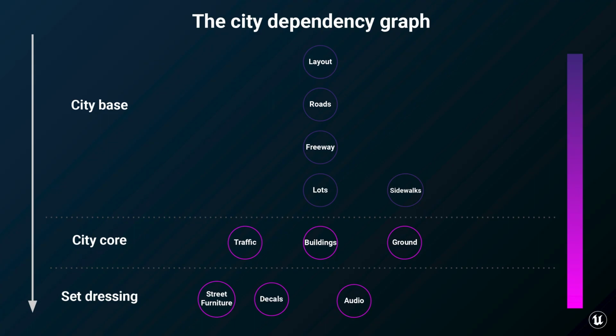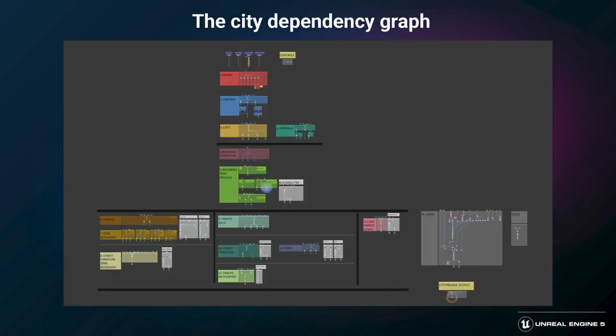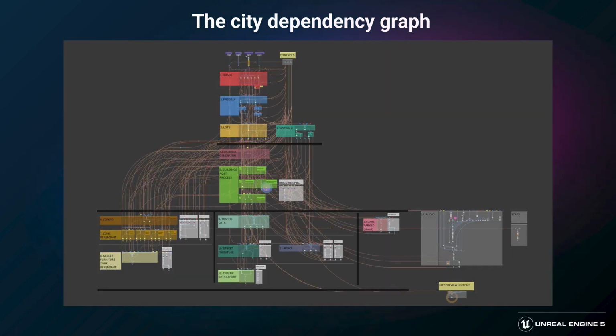This dependency graph shows an overview of the key components of the city tools and their dependencies from top to bottom. This is important because in the procedural flow, it shows where we would need to regenerate the city in the case we were to change a rule at a given point. The dependency graph is broken up into three stages: the city base, the city core, and the set dressing. And this is an overview of what the graph would look like inside Houdini, with all the actual visible dependencies.